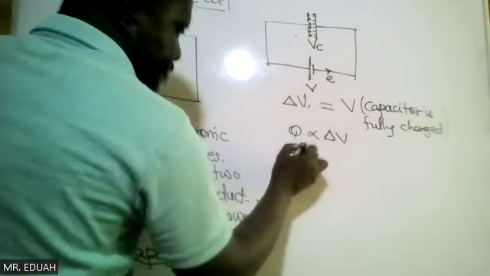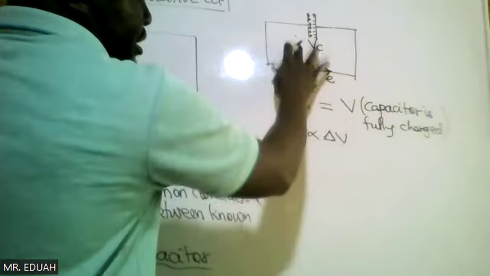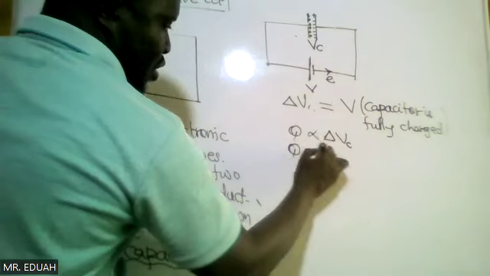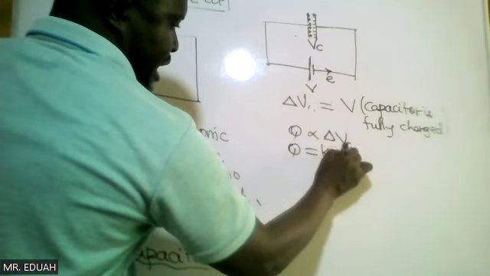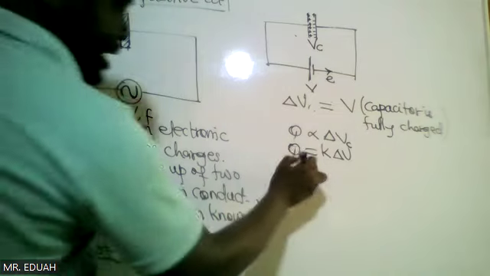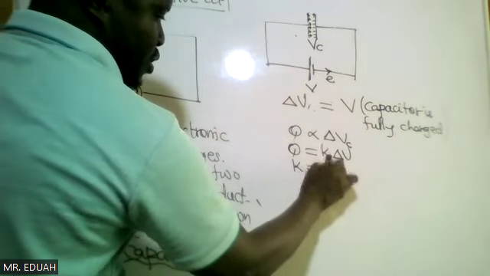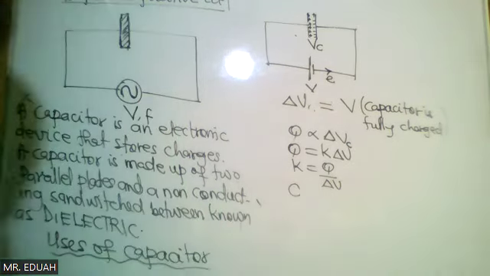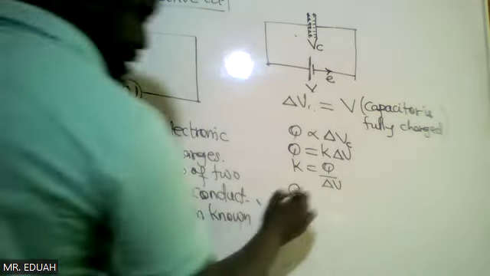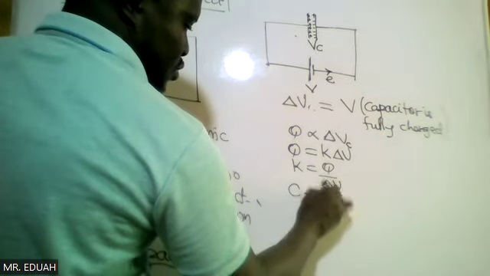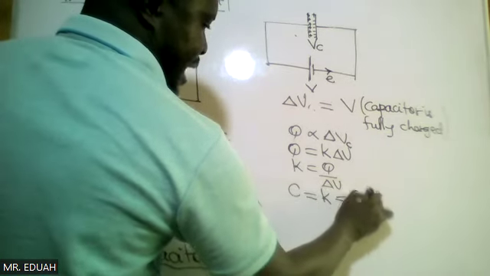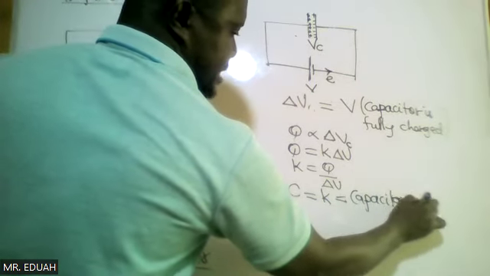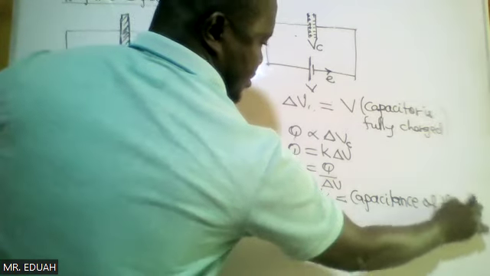So if Q is directly proportional to VC across the capacitor, then Q is equal to K times delta V. K therefore is equal to Q over delta V. K is what we call the capacitance of the capacitor. So C is equal to K, which is known as the capacitance of the capacitor.